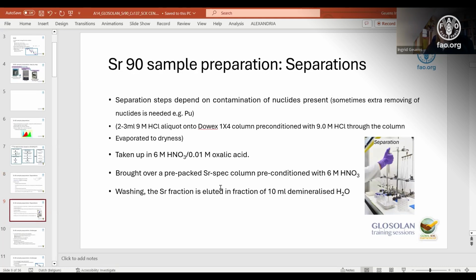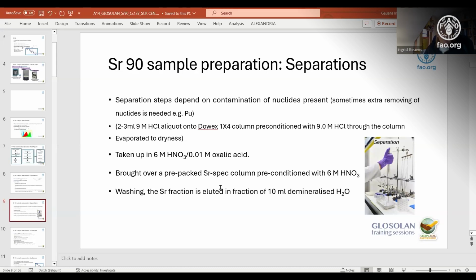Again, the separation steps depend on the contamination and the other nuclides that are present. Sometimes we do an extra removal of nuclides. For example, if a lot of plutonium is present, we first use a specific column separation, separating the plutonium out of the rest of the diluted fraction. This is just an example. If plutonium is present, we have different ways of going forward.